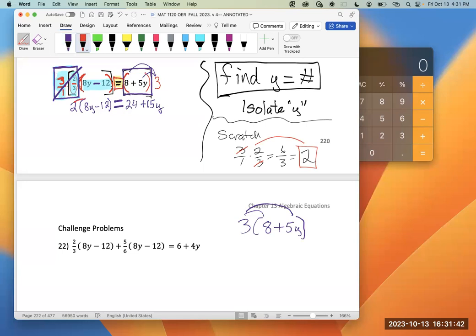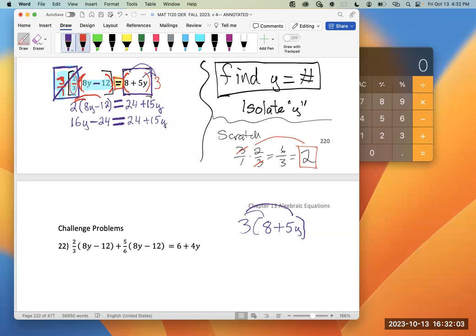Now on the left side, I'm going to distribute this 2. Again, keep your equal signs lined up. 2 times 8 is 16. Positive times negative is negative. And 2 times 12 is 24. My right side is still 24 plus 15y.